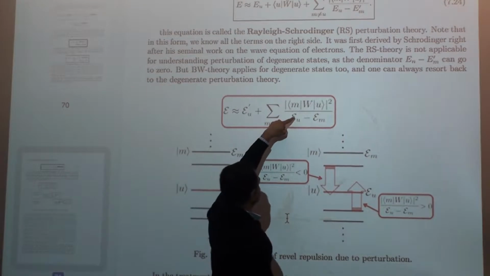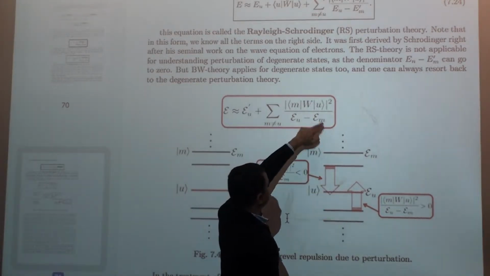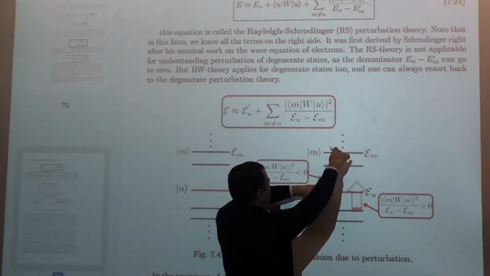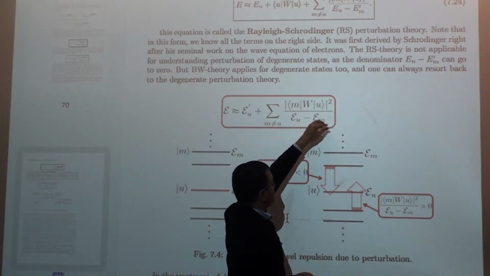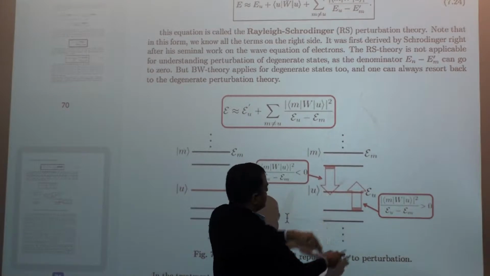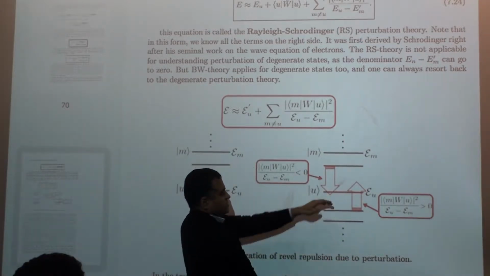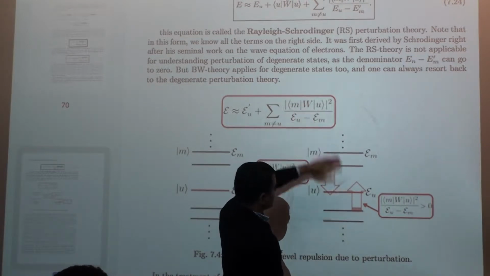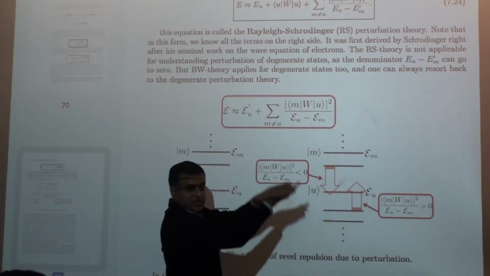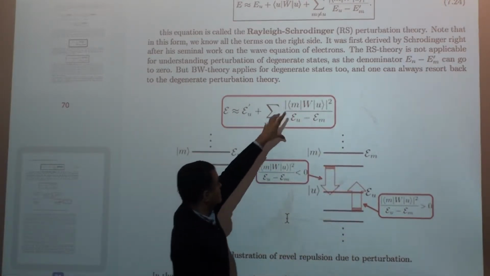We can look at this one. The unperturbed state is lower in energy than the one it's interacting with, which is EM or EN. And so this term becomes small minus large, so it's negative, so it gets pushed down. If it's interacting with a state which is below it, the matrix element squared is still positive, but the denominator becomes positive, so it gets pushed up, right? So the delta E is positive.